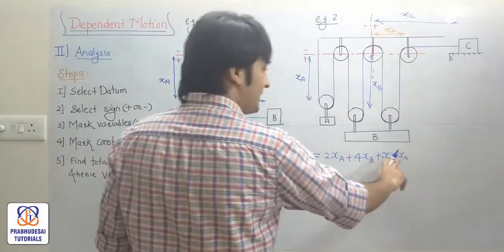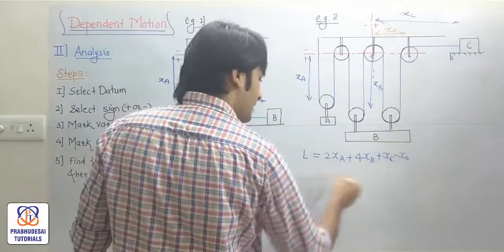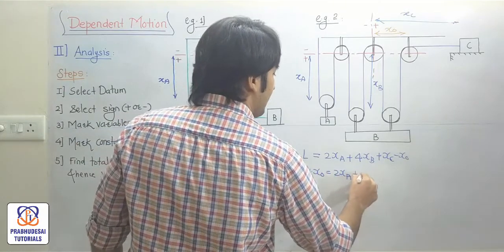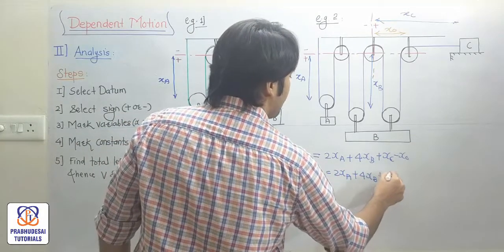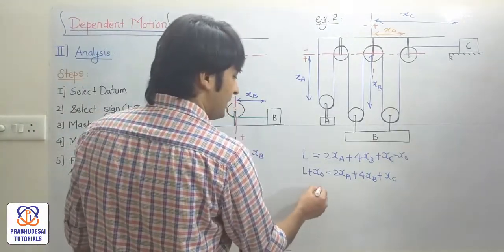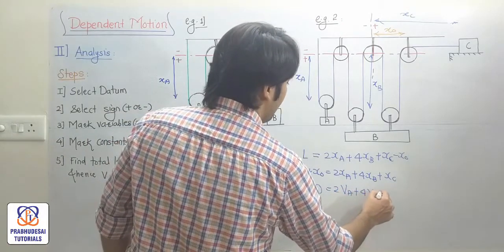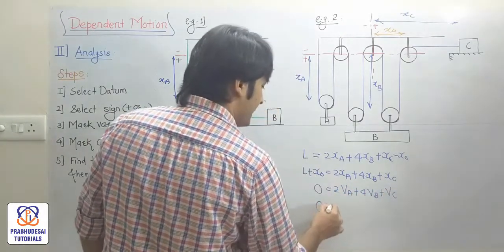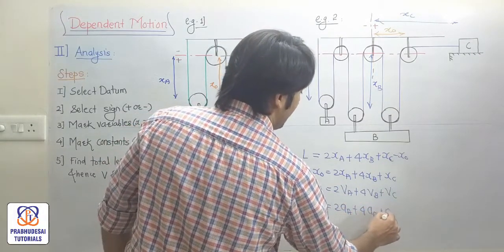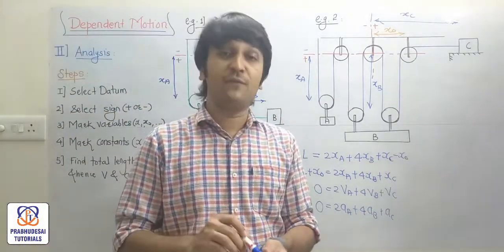Now I will shift this distance, XC minus X0. Shift X0 here. L plus X0 is equal to 2XA plus 4XB plus XC. And now can we go for differentiation? Yes, definitely. What's this derivative? 0 is equal to 2VA plus 4VB plus VC. If you take the derivative again, it will be 2AA plus 4AB plus AC, and that is going to be your final answer. Got it? So this is the analysis of string.